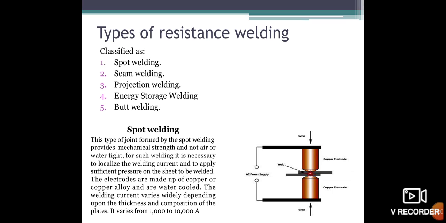In spot welding, the welding is done at a certain point on metal sheets. The pieces to be welded are held between two electrodes. You can see in the figure, there are two electrodes. Between the two electrodes, we put the sheets, which two metals will be joined, and forcefully apply the current, and at that time the welding is done.